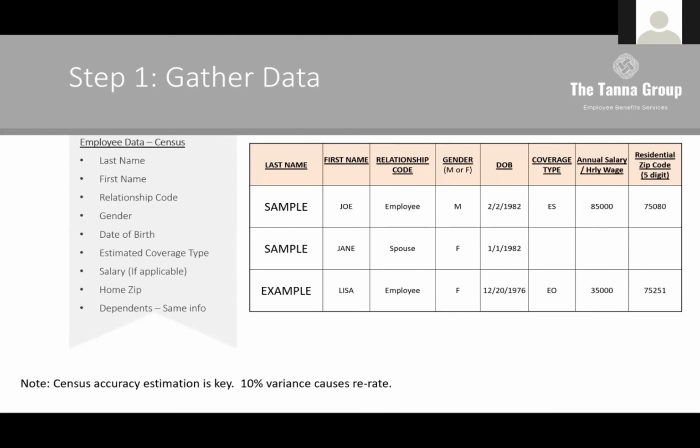So the question I wanted to ask is, what is the main reason that we have the census and the accurate data from the beginning? And that's just to reiterate the importance of the 10% variance. We want to make sure that the carrier doesn't go through and re-rate the quote because half the employees aren't eligible or the dependents are all wrong.